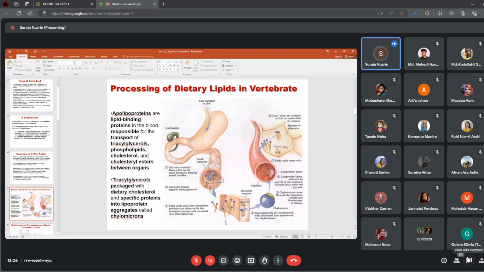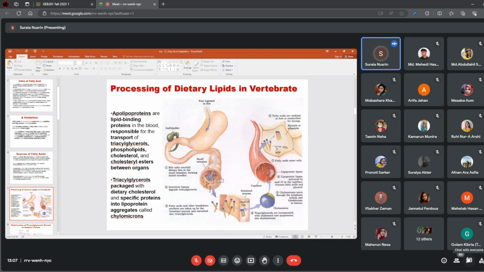Now, in the next step, the fatty acids and other smaller molecules are absorbed by the intestinal mucosa. And within the intestinal mucosa, these fatty acids are again converted to triacylglycerol. Then these triacylglycerols are complexed with cholesterol and apolipoproteins and make the aggregate which is called chylomicron. These chylomicrons then travel through the lymphatic system and bloodstream to different tissues.